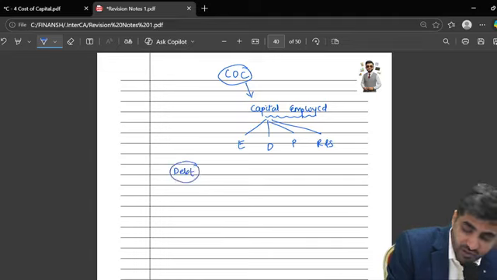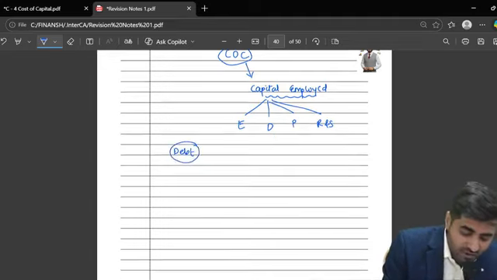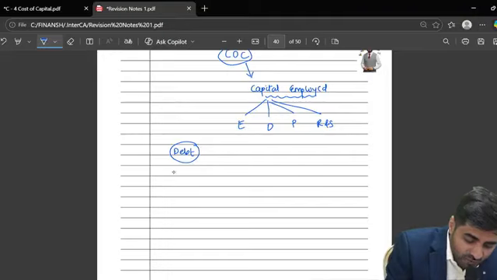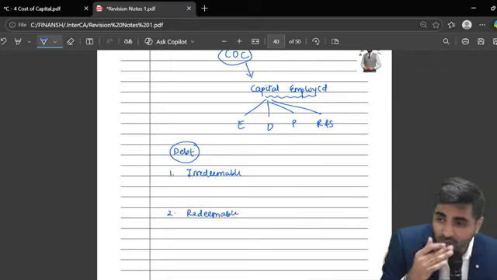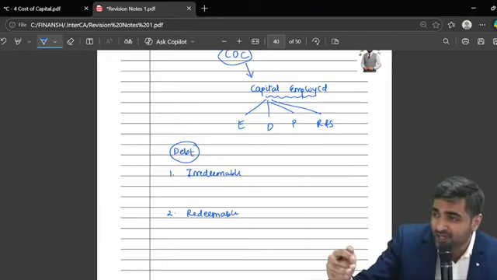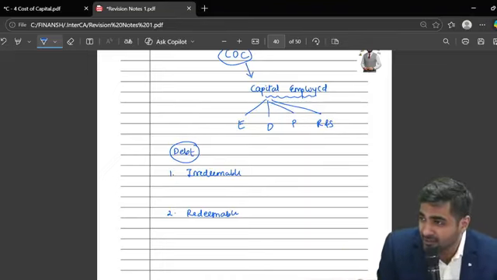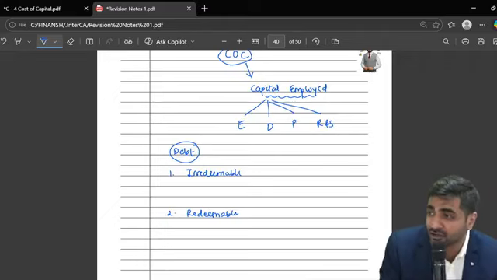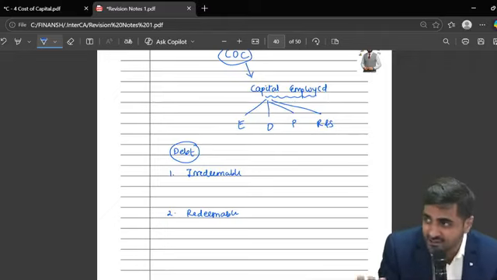Now see, always remember that whenever we take into consideration debt, that debt can be of two types. One, we call irredeemable debt, and second, redeemable debt. Irredeemable debt means it's a perpetual debt. Will there be any time period for redemption of that debt given in the question? Come on, yes or no? Then the answer is no.